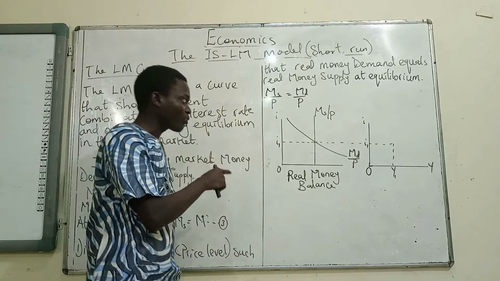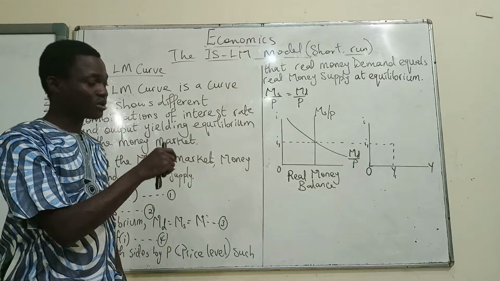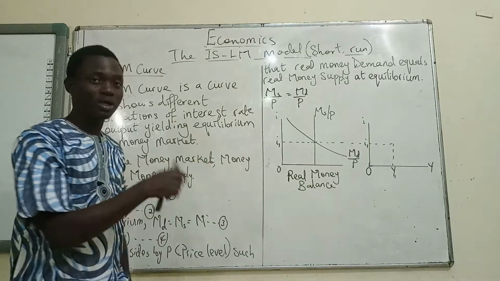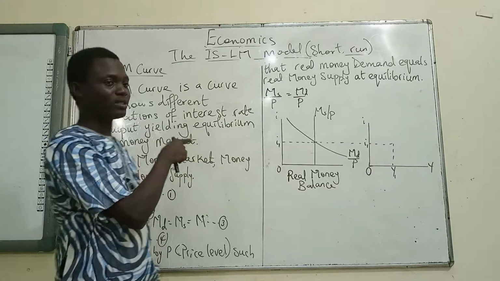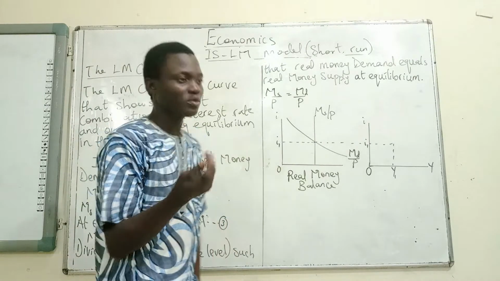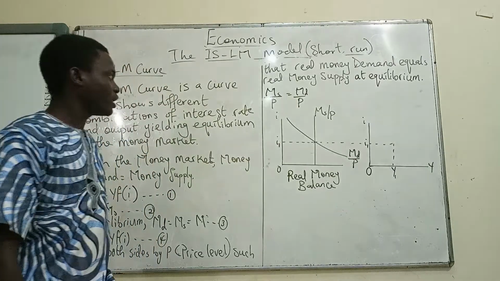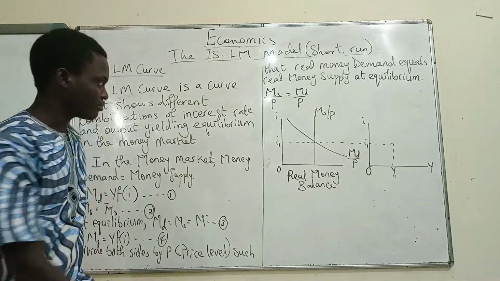We need this to understand what we'll be doing. One of the things we'll be doing in the subsequent class is talking about things that can shift the LM curve. We also need this when we start talking about the AD-AS curve, the aggregate demand and the aggregate supply curve. So let's get used to it from this particular period. Now let's get to the business of the day.